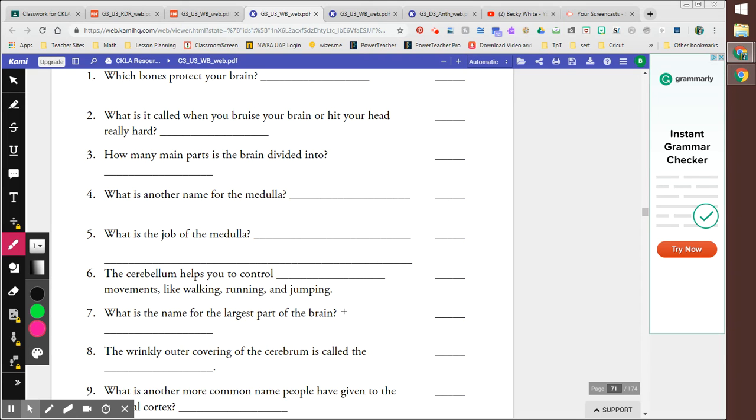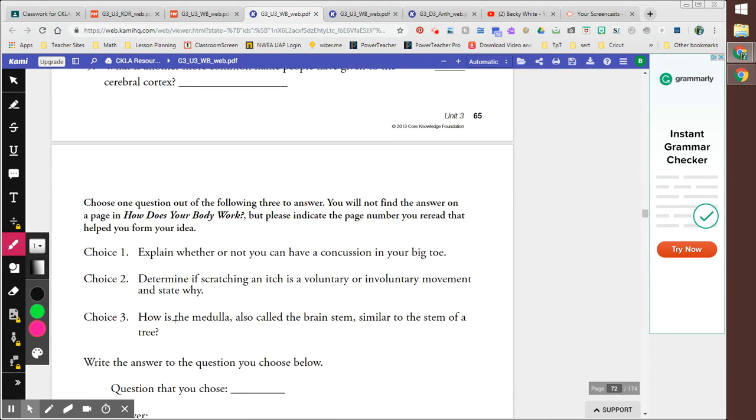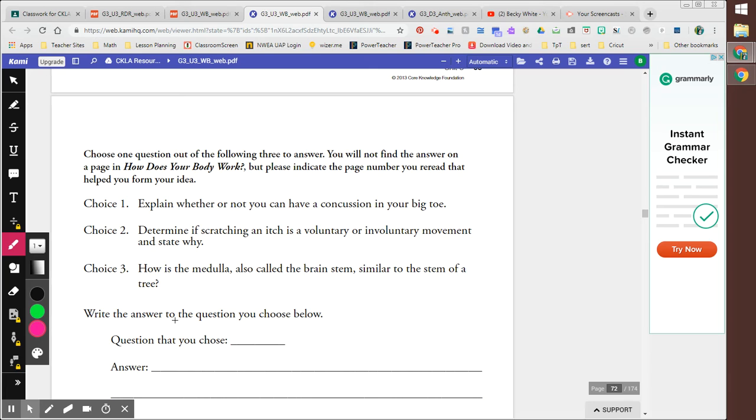I hope you're hitting pause between each question. Number eight, the wrinkly outer covering of the cerebellum is called the blank. Number nine, what is another more common name people have given to the cerebral cortex? Let's turn it to the back.